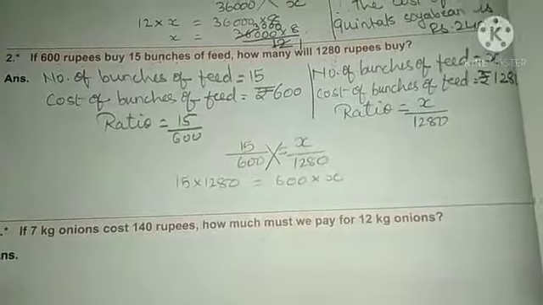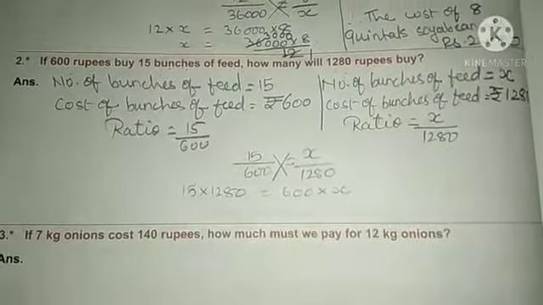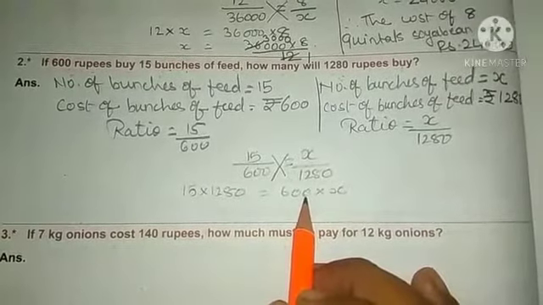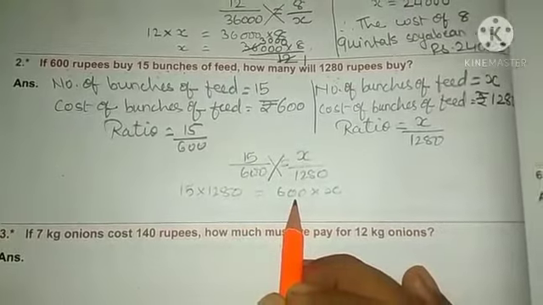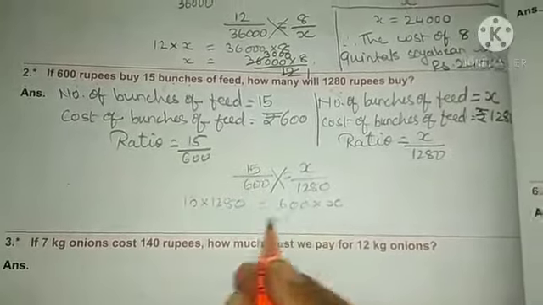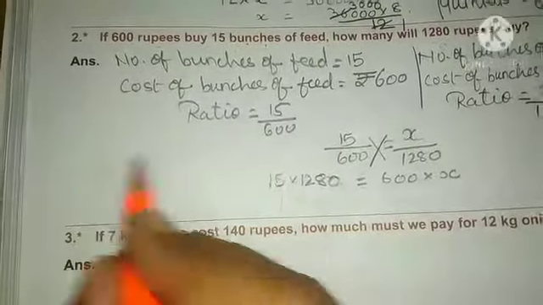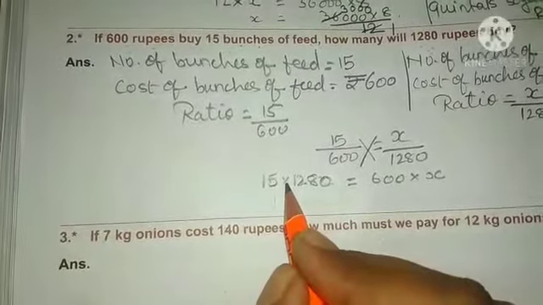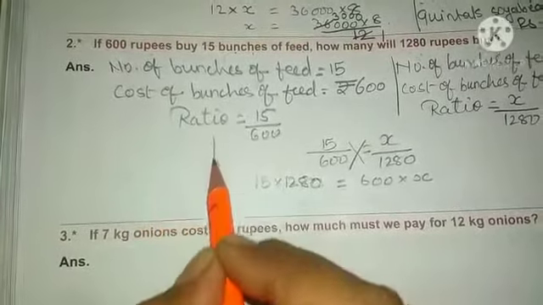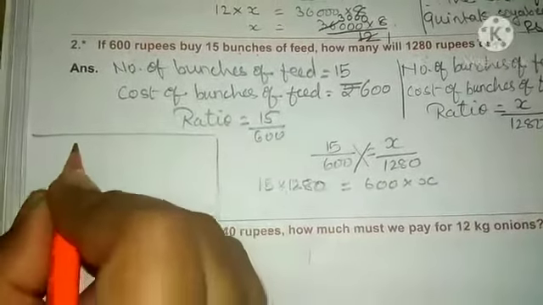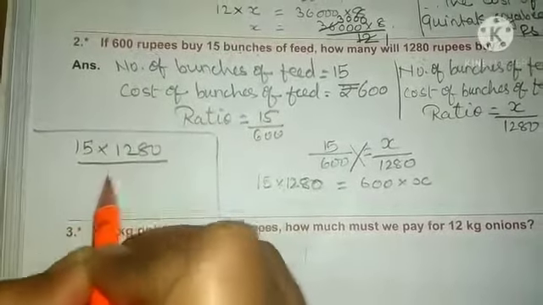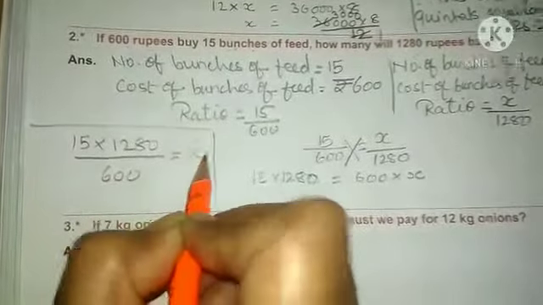Clear? Now how you will do the calculation over here? Now again the number which is with the variable, the number which is with X, we have to take on the other side. Now here the number which is with X is 600. So this 600 we will take on the left hand side. So multiplication will become division. So I will solve this on this side. So see, 15 multiplied by 1280 divided by 600 is equal to X.